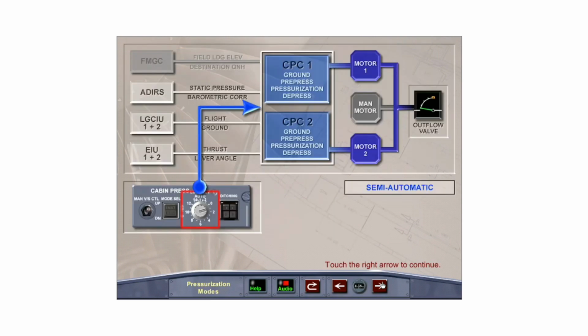When landing field elevation is not available from the FMGCs, the pressurization system can be operated in semi-automatic mode by selecting the landing elevation selector to the landing field elevation. Operation in semi-automatic mode uses the same schedules and CPC as in automatic mode.